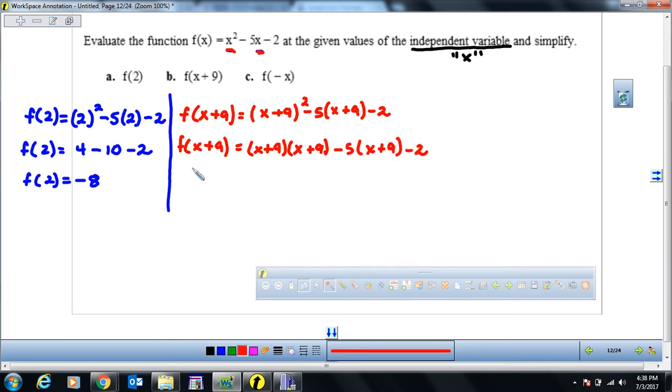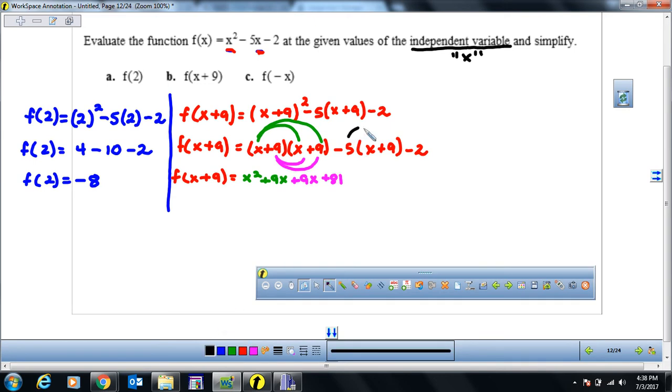Okay, so we're going to distribute all of it to find the result for this. Let's distribute: x times x is x squared, x times 9 is plus 9x. Then 9 times x is plus 9x, and 9 times 9 is plus 81. Now we have to do the same thing here. Negative 5 times x is minus 5x, and negative 5 times 9 is minus 45. And then of course we have the minus 2 right here on the side.